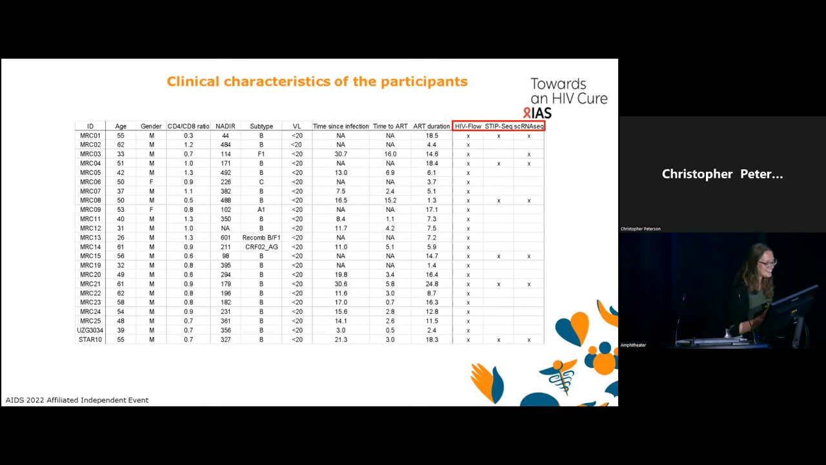They are male, and most of them are subtype B with some exceptions. They've been treated for a period of time that ranges between 1.3 years and 25 years. On the cells from those different participants, we've been doing quite a few different assays: the HIV flow assay, the STIP-seq assay, and the single cell RNA sequencing assay. I will guide you through those different assays during the presentation.